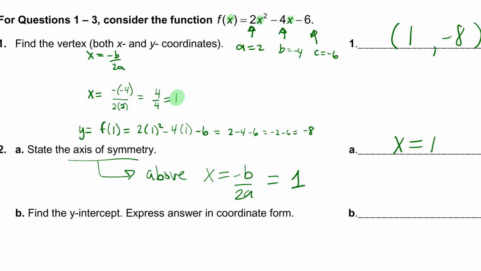Okay. So find the y-intercept. The y-intercept is where you cross the y-axis. So to find the y-intercept, you plug in x equals 0. So if I plug in x equals 0, I get 2 times 0 squared minus 4 times 0 minus 6. So that's just negative 6.